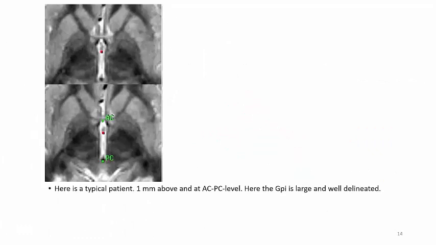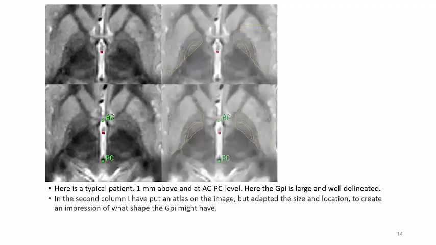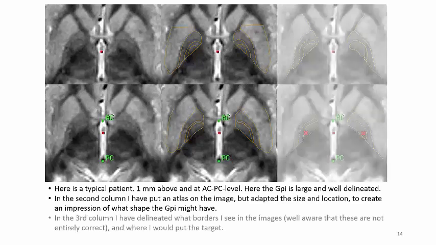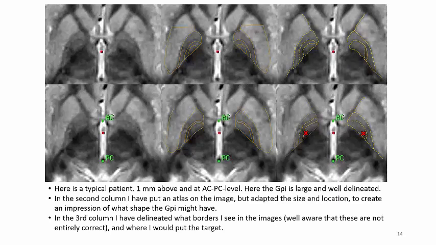Here we have a typical patient, 1 mm above and at ACPC level. Here the GPI is large and well delineated. In the second column, I put an atlas on the image, but I have adapted the size and location to create an impression of what shape the GPI might have. In the third column, I've delineated what borders I see in these images, well aware that these are not entirely correct, and also where I would put the target.